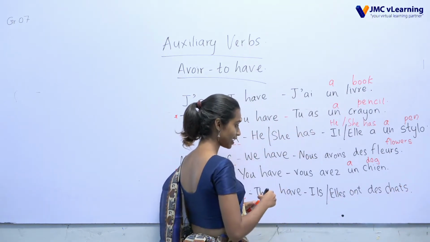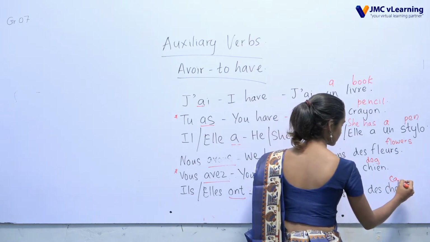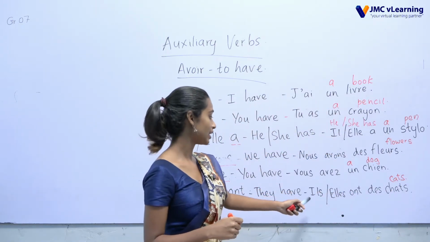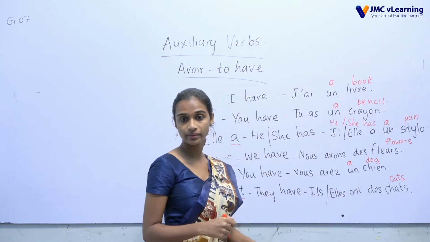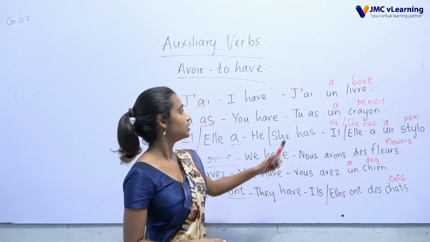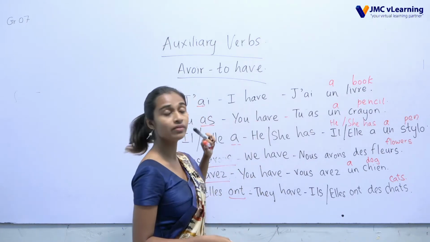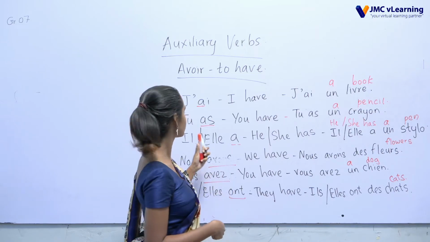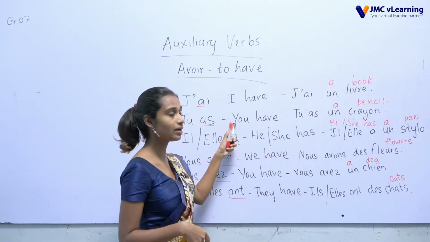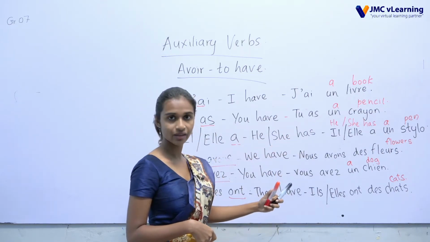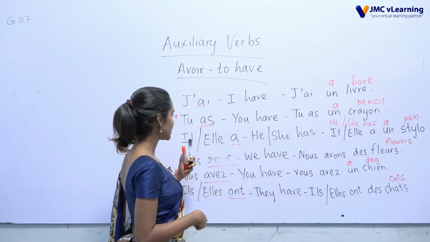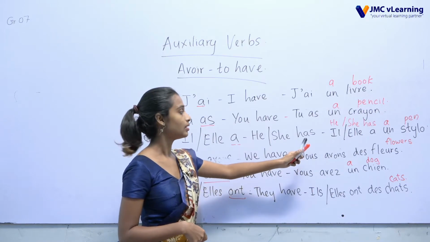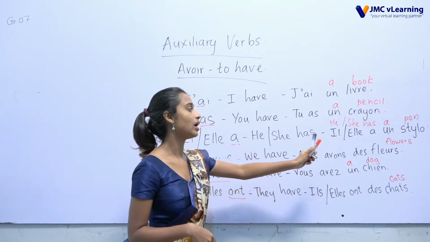They have cats. Ils or elles ont des chats. Okay. So j'ai, which means I have. J'ai un livre. Okay. Tu as, which means you have. Tu as un crayon. Right. Il a, elle a. He or she has. Il or elle a un stylo.